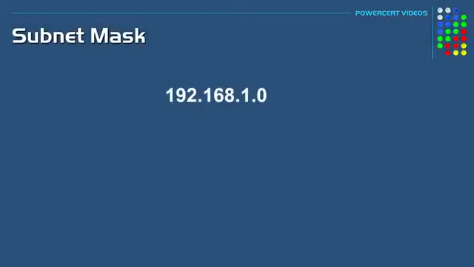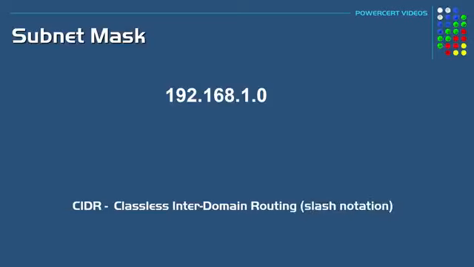Now, subnet masks can also be expressed in a different method called CIDR. And CIDR stands for classless interdomain routing, which is also known as slash notation. Slash notation is a shorter way to write a subnet mask, and it does this by writing a slash and then a number counting the ones in the subnet mask.